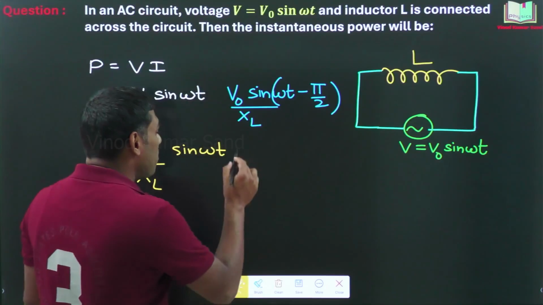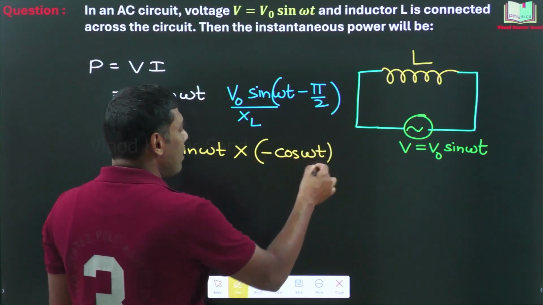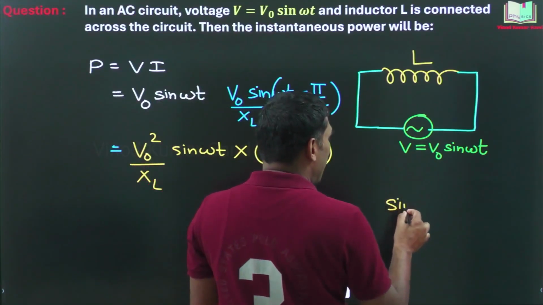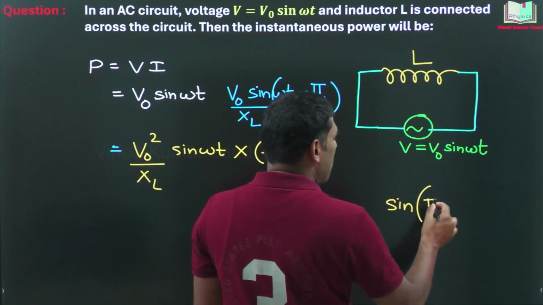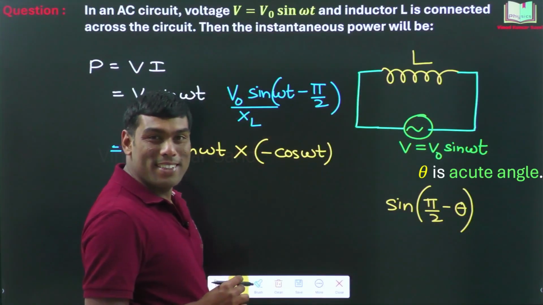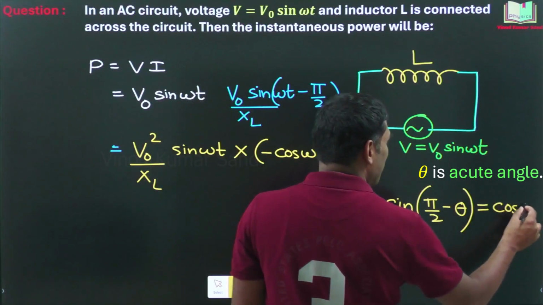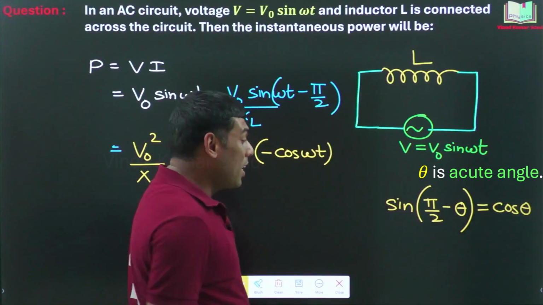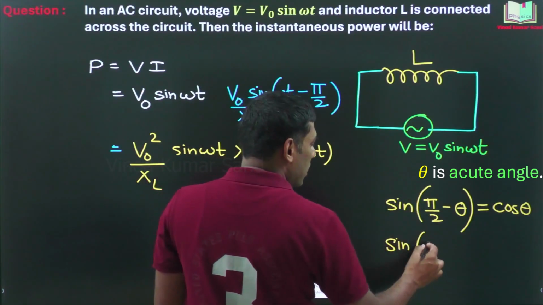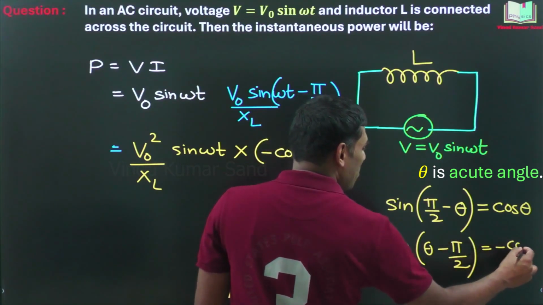It will be basically minus cos omega t. It's a little bit of trigonometry. What I mean to write, if someone asks us sine pi by 2 minus theta, then what do we write? Sine pi by 2 minus theta would be cos theta. And if the things are in reverse manner, sine of theta minus pi by 2, then the result is minus cos theta.